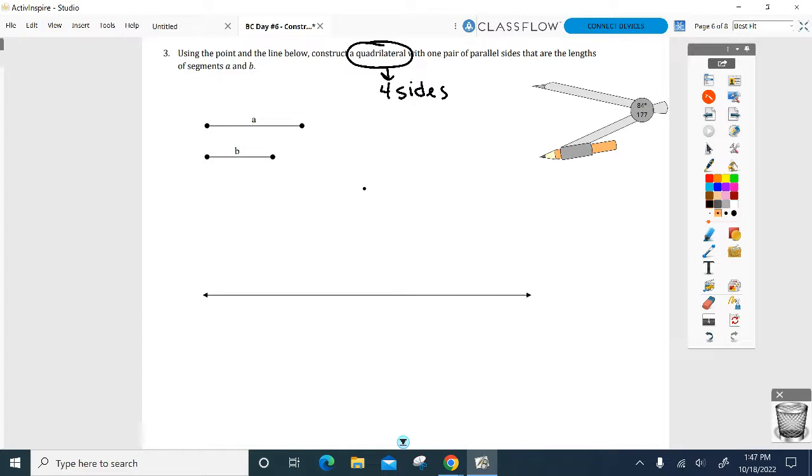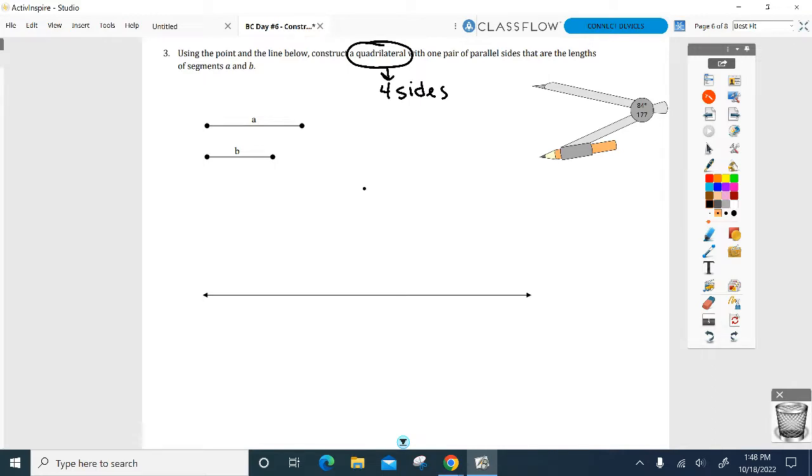So real quickly, if I sketch this out, A, B, and they have to be parallel. That's what I'm looking for at the end of this. So you can just envision what we're looking for. I need two sides that are parallel and have lengths A and B.